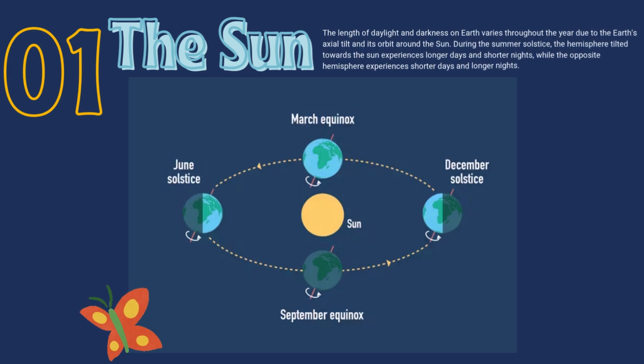The length of daylight and darkness on Earth varies throughout the year due to the Earth's axial tilt and its orbit around the sun. During the summer solstice, the hemisphere tilted towards the sun experiences longer days and shorter nights, while the opposite hemisphere experiences shorter days and longer nights.